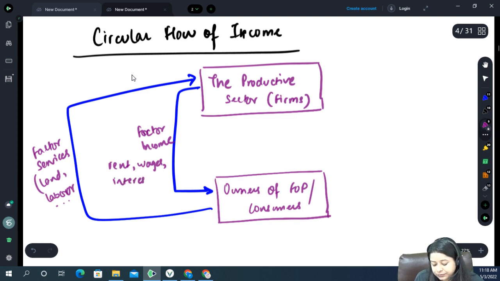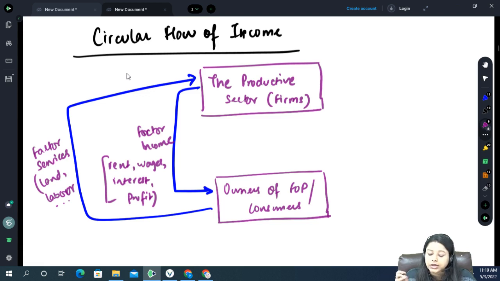interest and profit. So broadly, these are the factor incomes, and there are many more. Broadly, we classify them into four categories: rent, wage, interest and profit. Clear? All right.